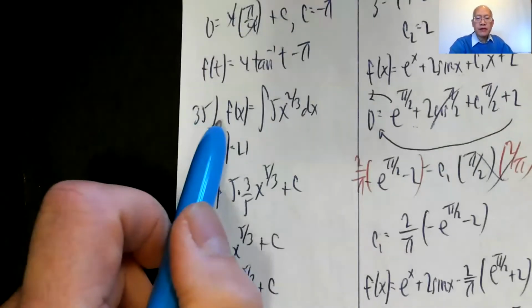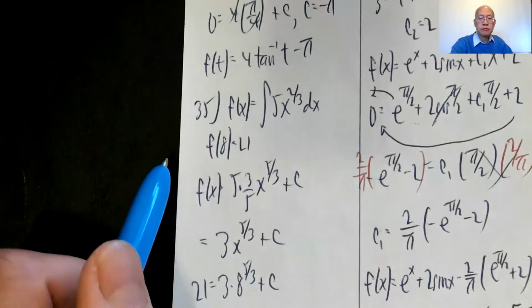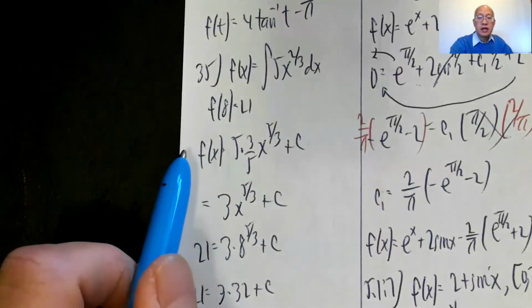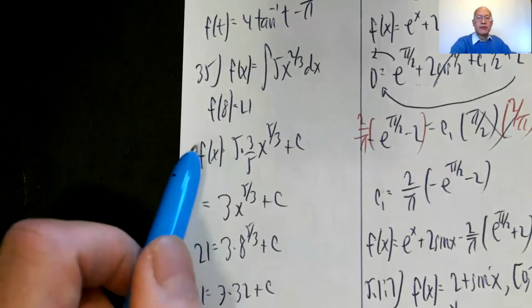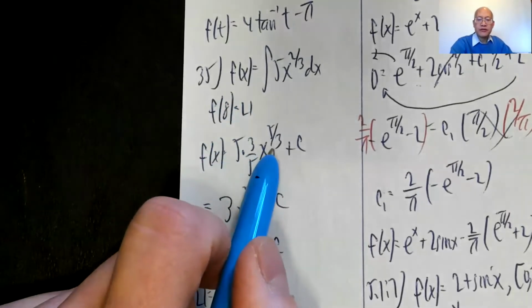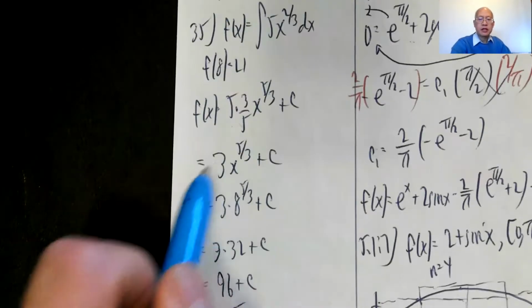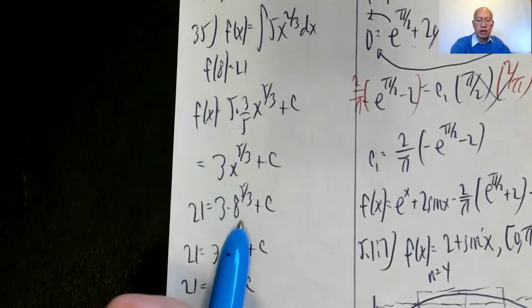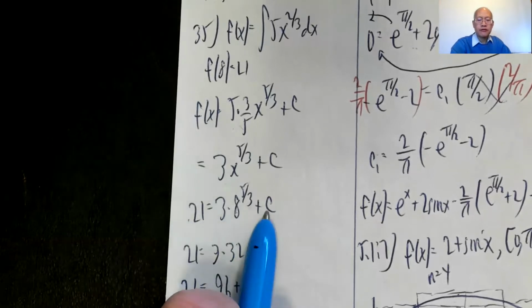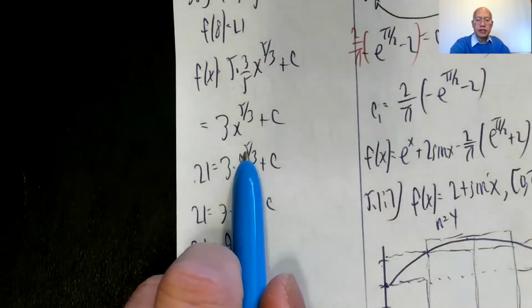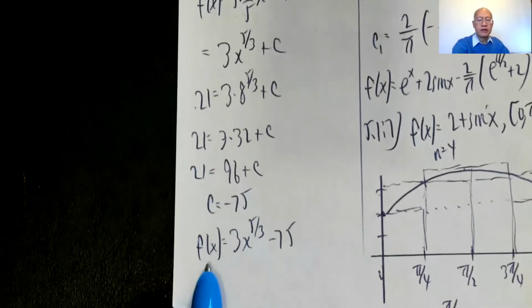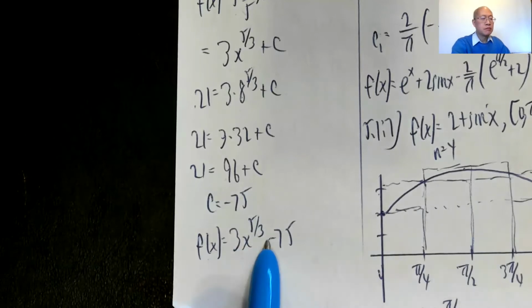35, f prime of x is 5x to the 2/3. That means f of x is the integral, 5 x to the 5/3 times 3/5. 5's cancel out. So 3x to the 5/3 plus c. Now f of 8 is 21. Plug in 8 here, 21 here, solve for c. 8 to the 5/3. Take the cube root of 8, 2, raise it to the 5th power, 32. 3 times 32 is 96. So c is negative 75. So f of x is 3x to the 5/3 minus 75.